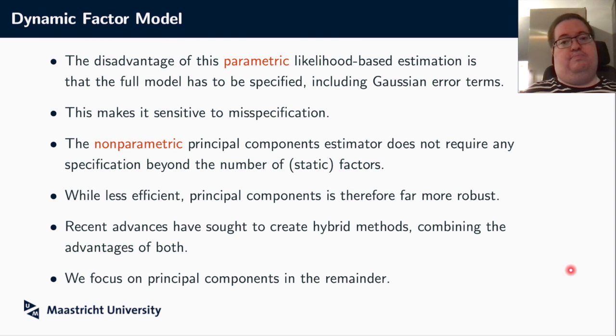Then in the next lecture, I will discuss the intuition behind the asymptotic analysis of factor models.